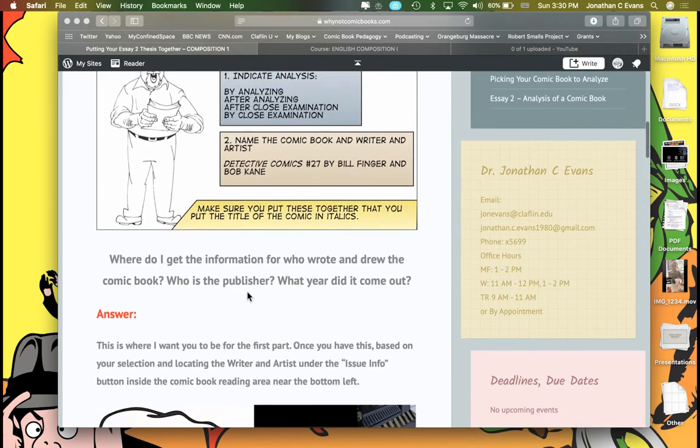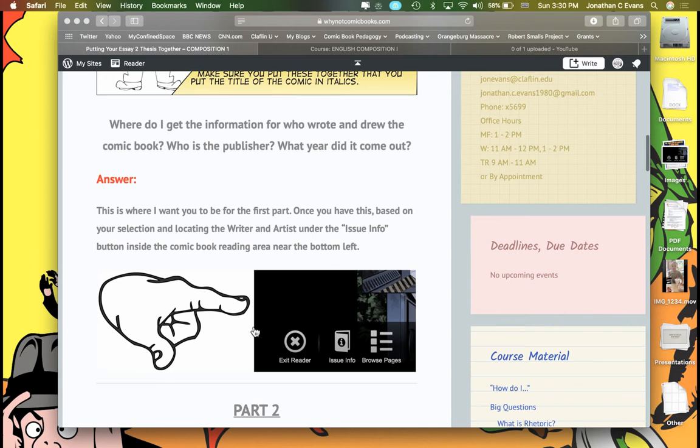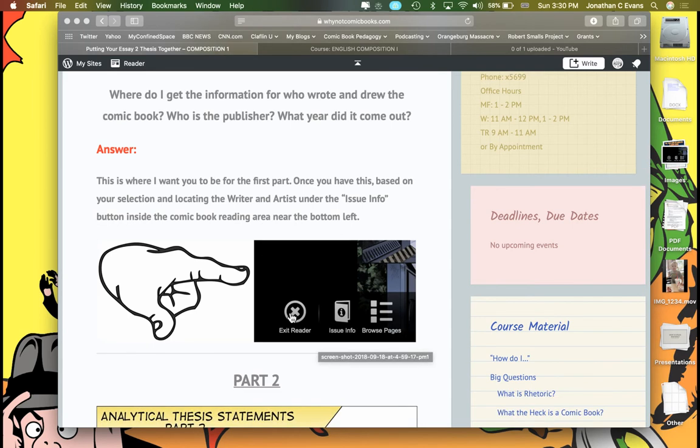Now, that puts us in a position where we might have to ask, where do I get the information for who wrote and drew the comic book? Who is the publisher? Because I'm now being asked to get into this. Well, there is a place to locate this. Here on the actual site where the digital comics are, you can find this by clicking on issue info.